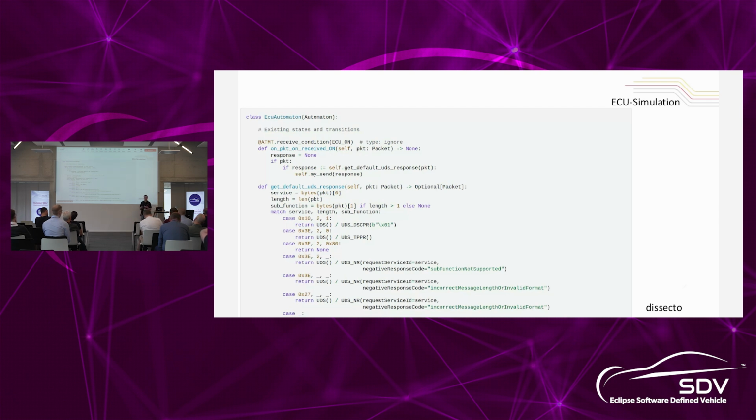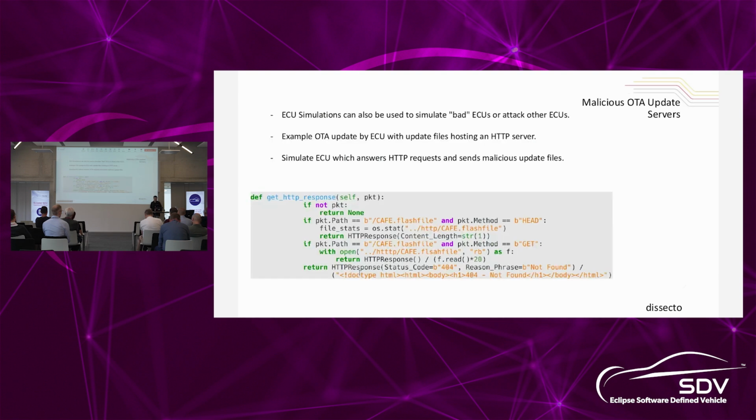We are communicating actively back and forth with the ECU to do over-the-air update, SOME IP, AUTOSAR PDUs, and so on. Therefore, we can take this ECU simulation feature of Scapy to make malicious servers that communicate with the ECU and try to attack it. Here I have an example.